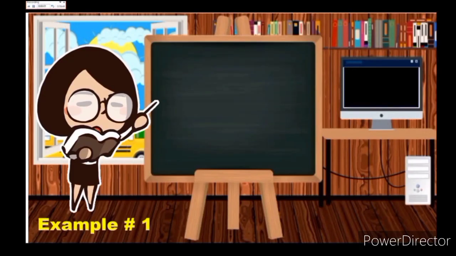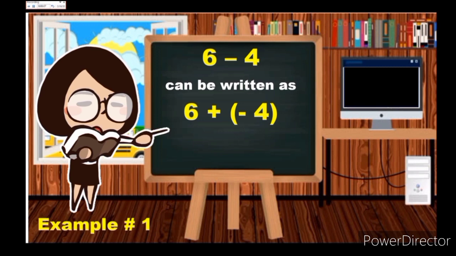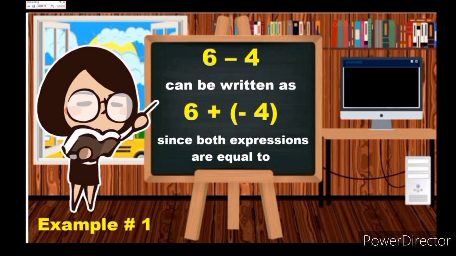Let's have example number 1. 6 minus 4 can be written as 6 plus negative 4, because negative 4 is the additive inverse of 4. Since both expressions are equal to, correct, 2.